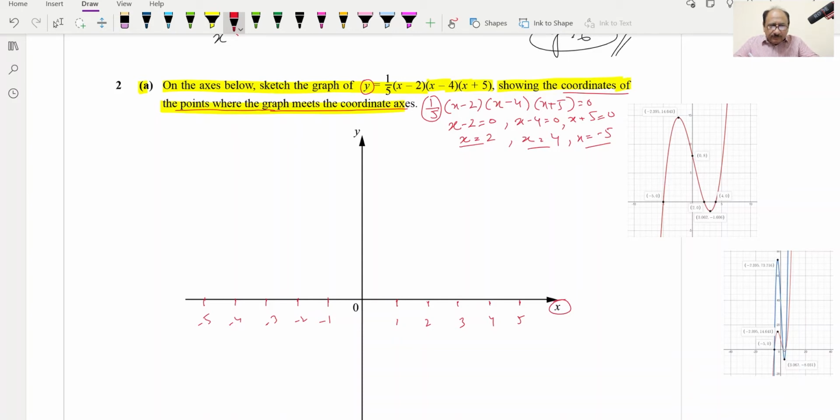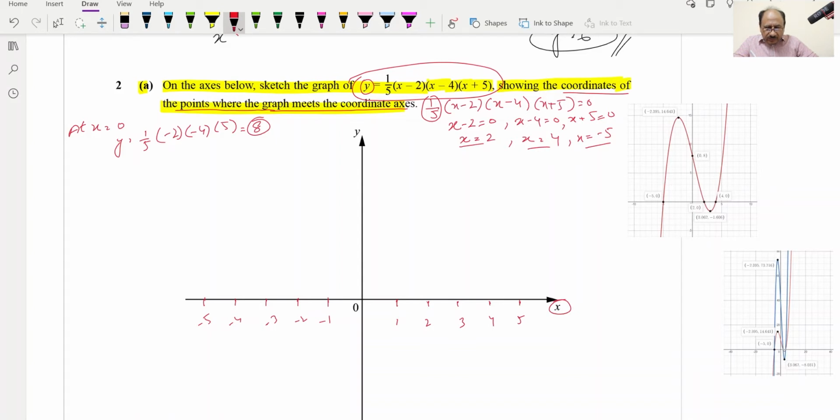Y-axis will be what? For the y-axis we replace x is equal to 0. So at x is equal to 0, in this equation if we replace x is equal to 0, we will get y equal to 1 over 5 into minus 2 into minus 4 into 5. So this will be 40 over 5, so it will be equal to 8, so the y value will be 8.